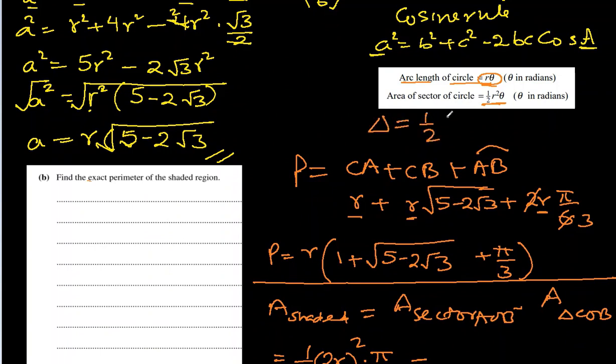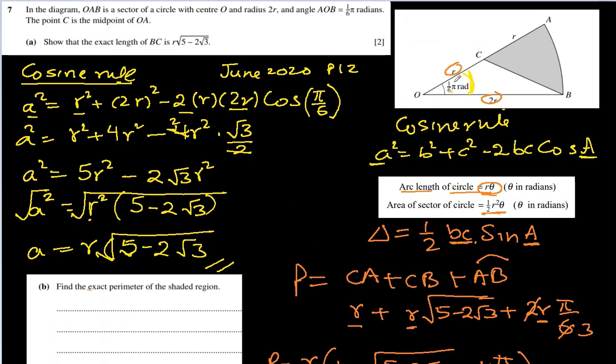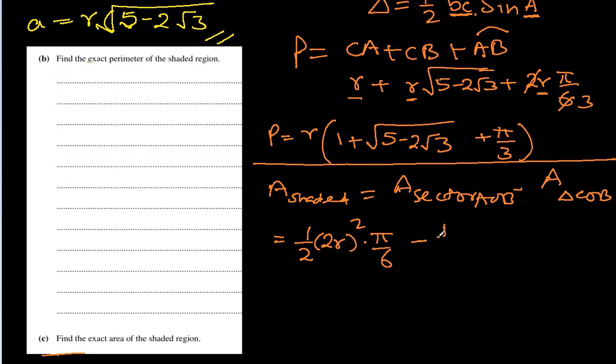Area of the triangle is half BC sine A. In some books you can also see half AB sine C, which is the same thing. The only thing you have to take care of is that A should be the angle between B and C. So let's see what B and C are for us. This is the angle known to us, so this will become B, this will become C. So B is r, C is 2r, and the angle between them is pi by 6. So it will become half BC sine A.